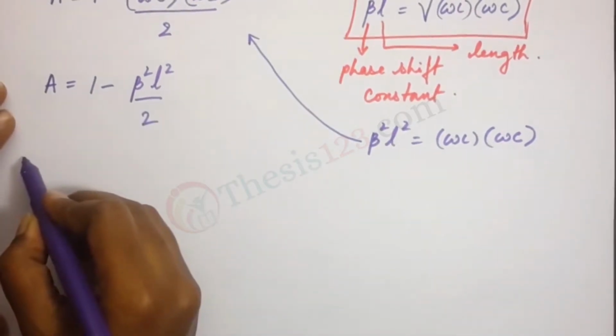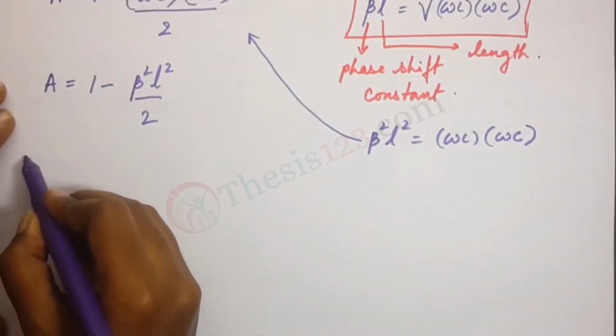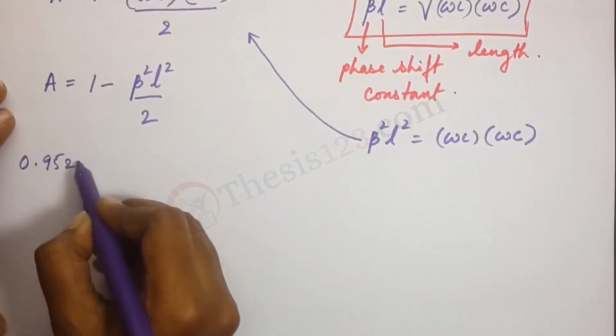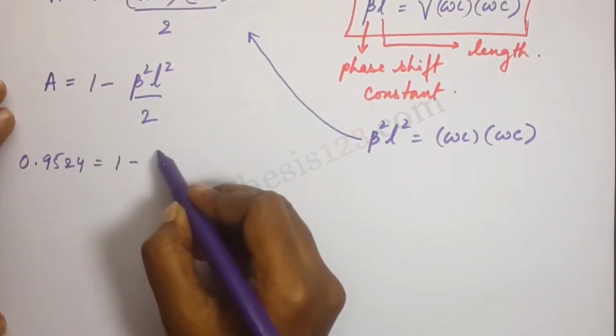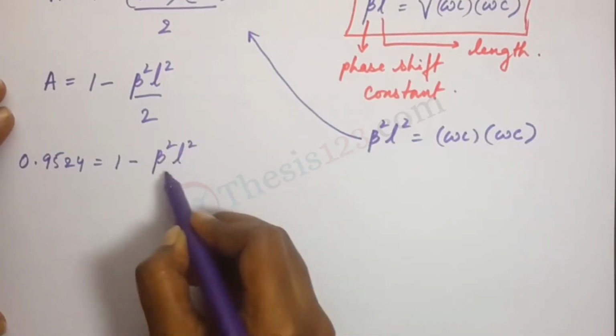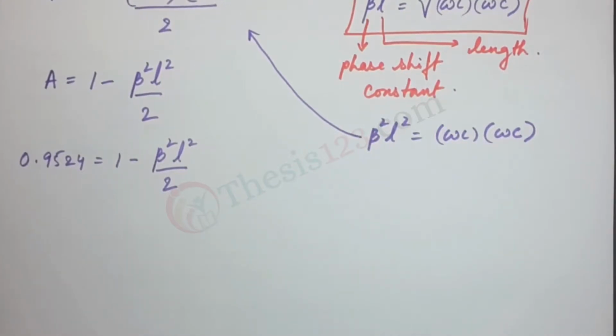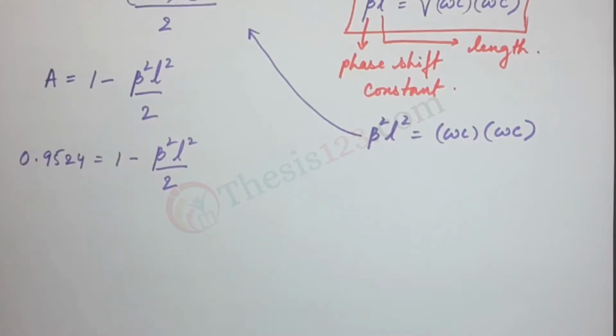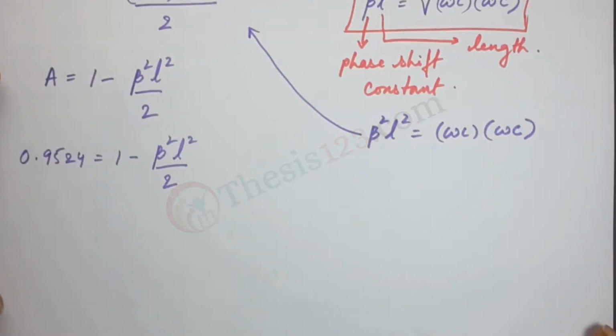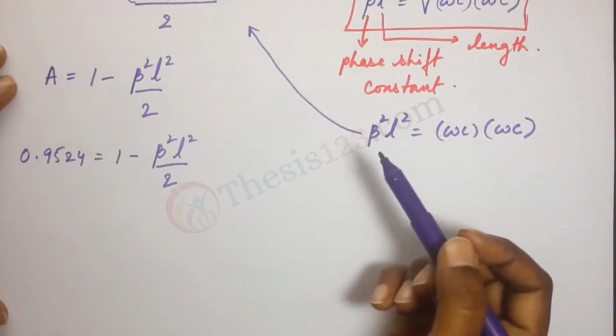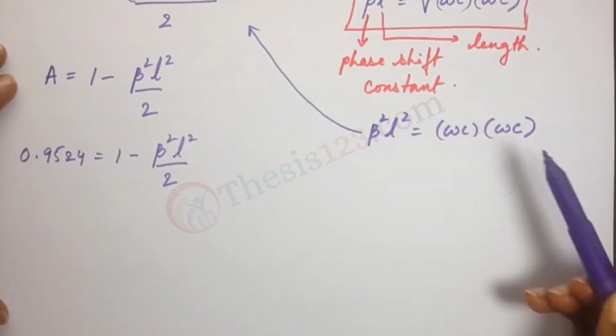Let's substitute the value for A now. We have A is 0.9524 is equal to 1 minus beta square L square by 2. Now the reason I have brought all of this up is because we require the length of the transmission line. So as many relations that you can remember, it's good to keep them in mind while working on this, because you will have to use some relations in order to substitute them and get it in terms of the unknown variable that we are looking for.